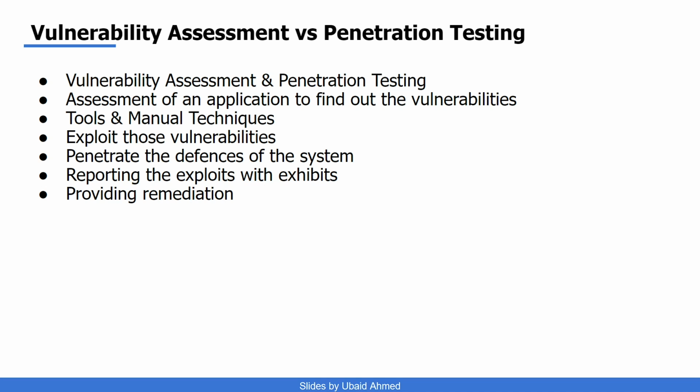Now once we have performed the VA and PT part, comes the reporting part where we share the POC. We share the report where we tell the client, this is the description of this particular vulnerability that we have found and the risk of this vulnerability, and this is the POC of whatever we have found and how we can remediate it. So these are all part of reporting in VAPT.